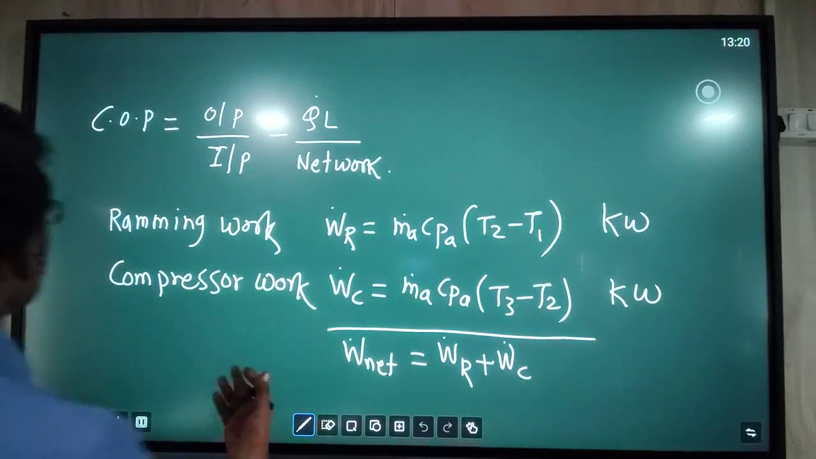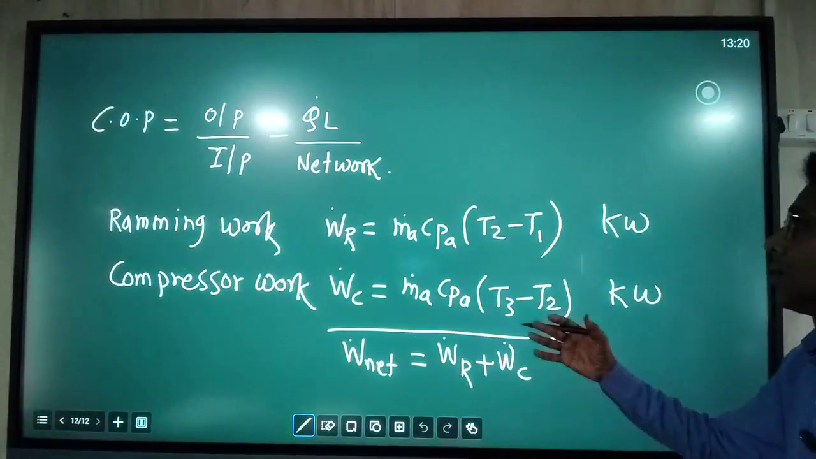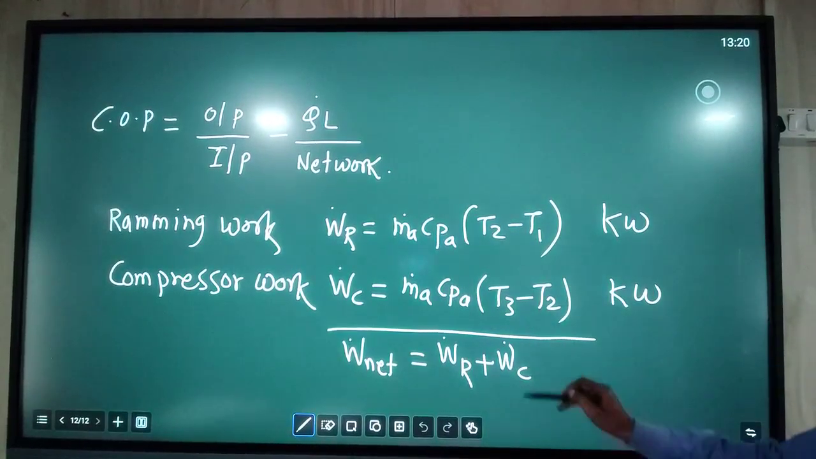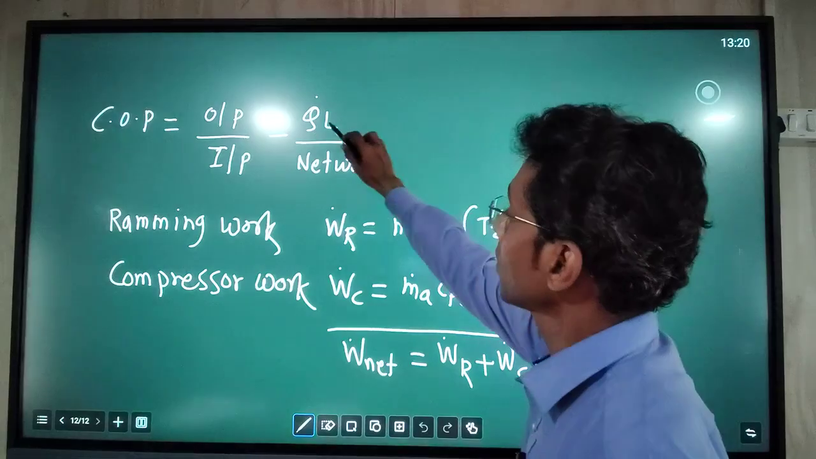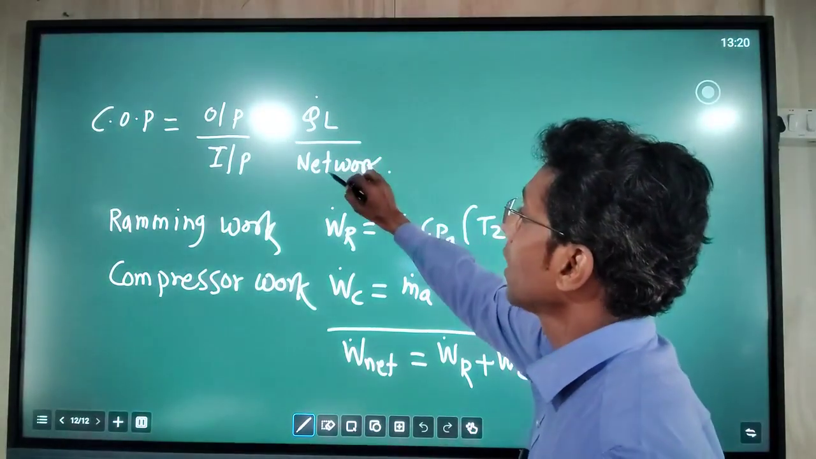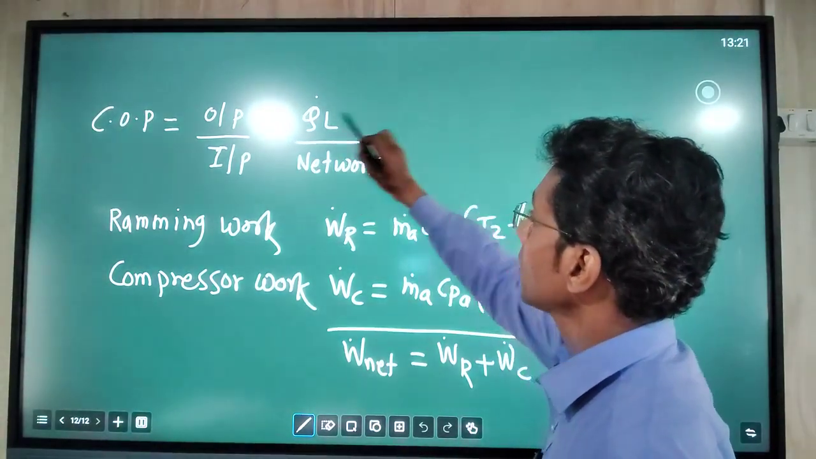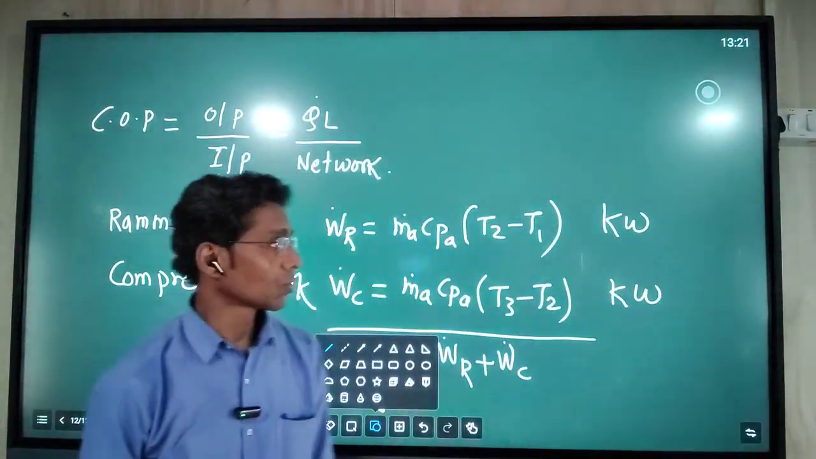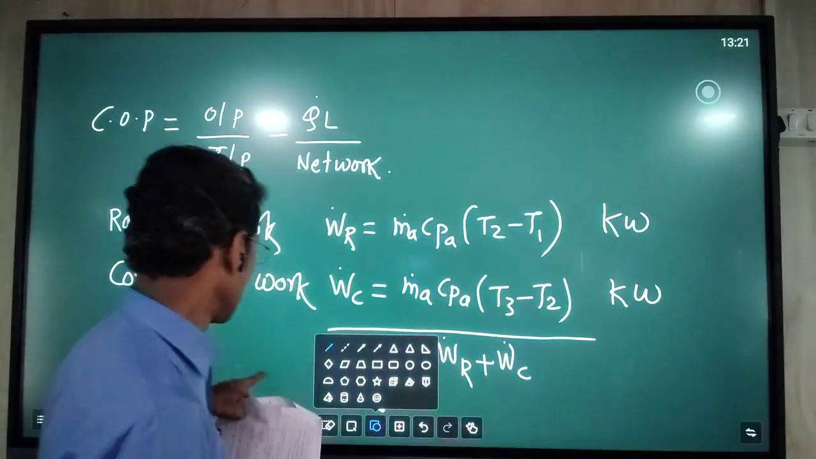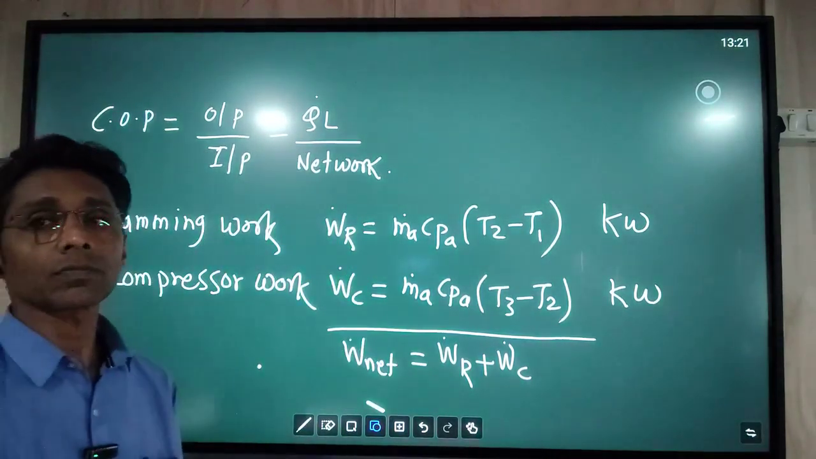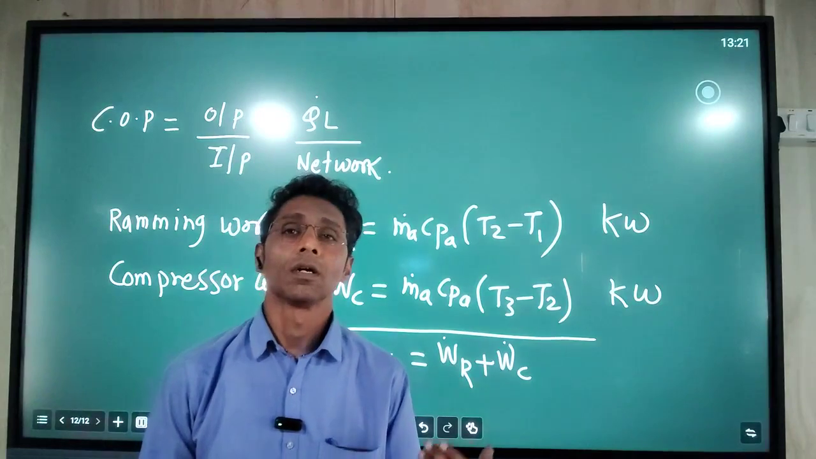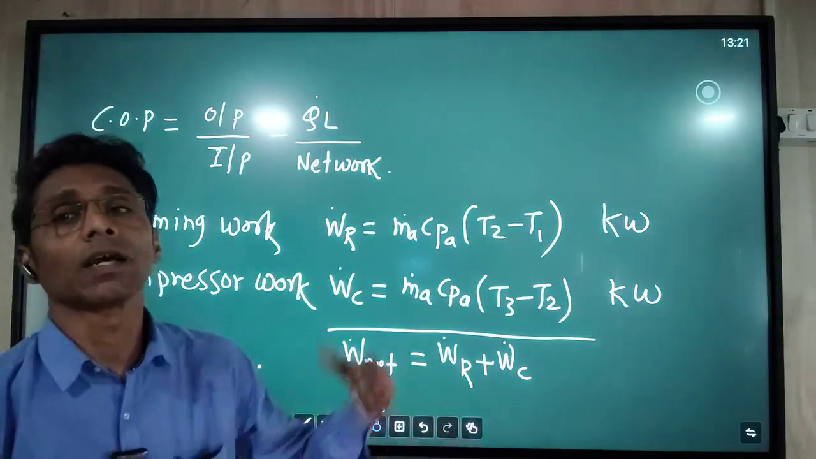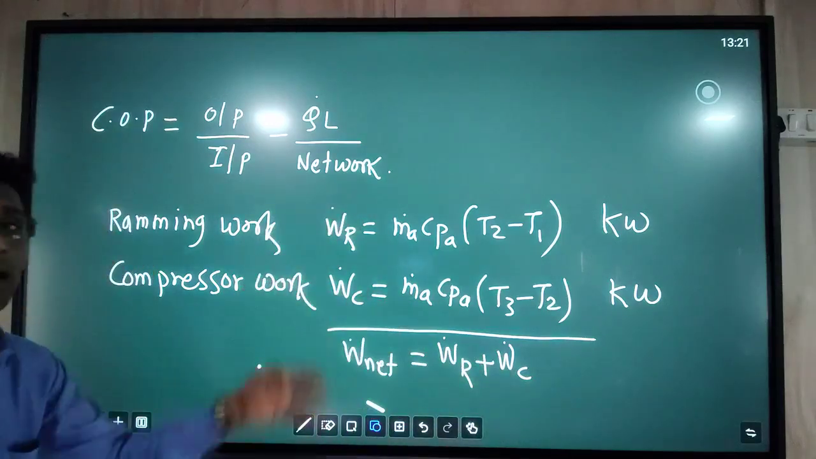So finally, as already discussed, that is RAM work, total work. Then by putting the values of this cooling load and net work, we obtain the COP, the coefficient of performance of the system. So this was a whole video session on the construction and working of the simple air cooling system, along with the TS diagram we use for the analysis.